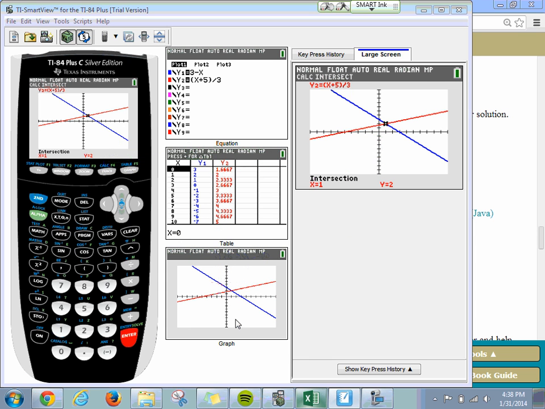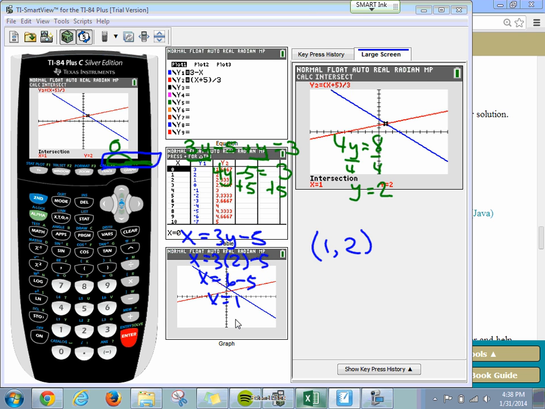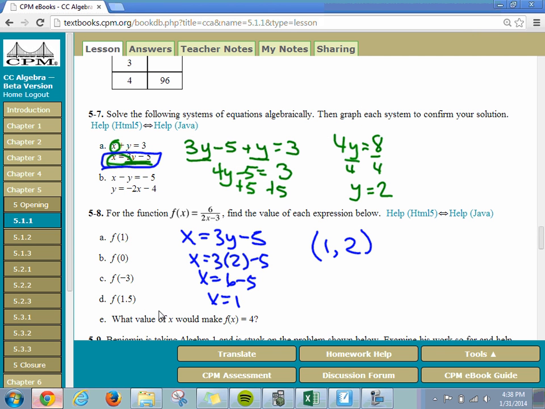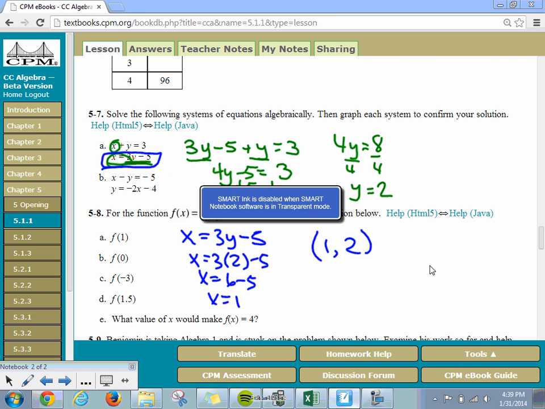Oops, sorry, I got some extra stuff coming up. And that's what we needed to do in A. B is very similar. Ooh, it keeps coming and going. There we go.